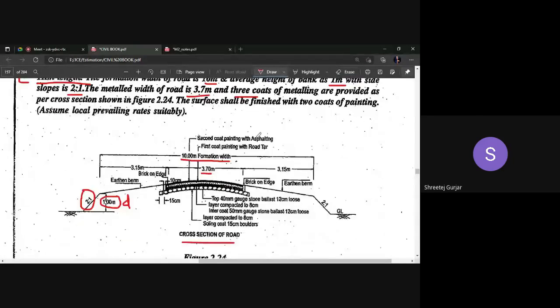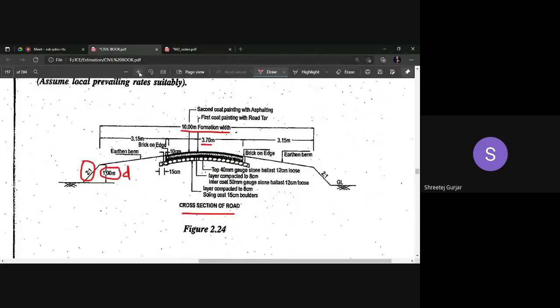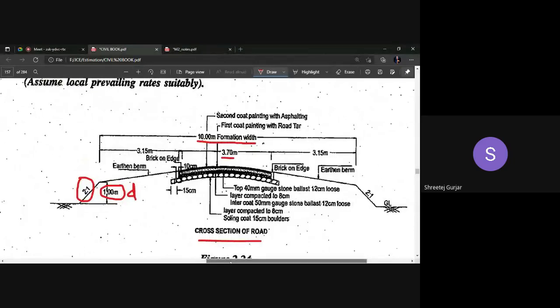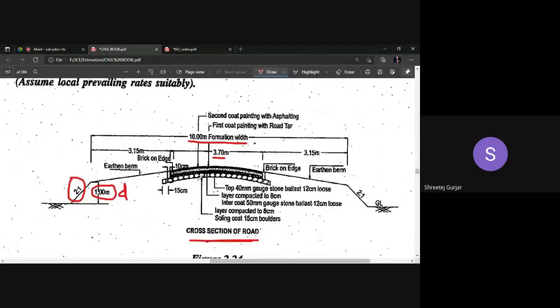Let us look into detail. For this, the cross section of the road is given. The bottommost layer, as I told, is called soling. The layer is compacted to 8 centimeters. It has boulders of 15 centimeter, meaning very large size aggregate. So 15 centimeter is the size of one aggregate.